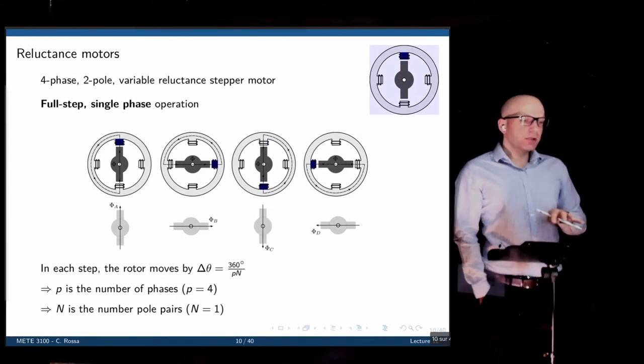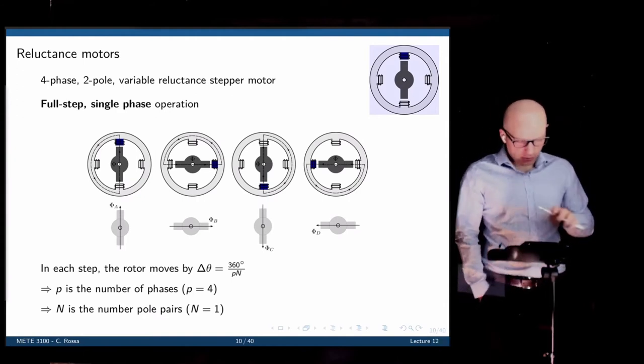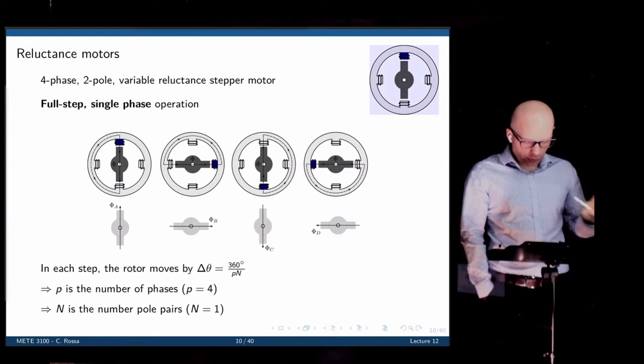Okay, so if you open this in Adobe, you will see the top animation there working. It's not working here, but if you open that with Adobe, it should be fine.